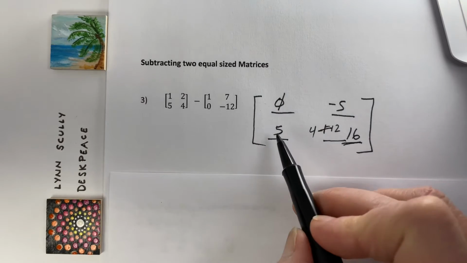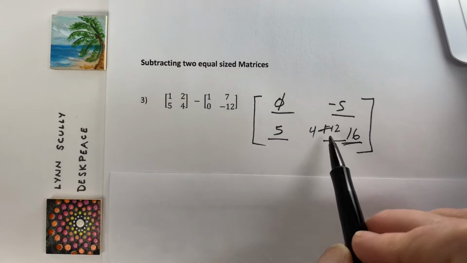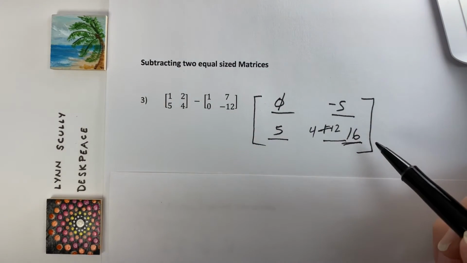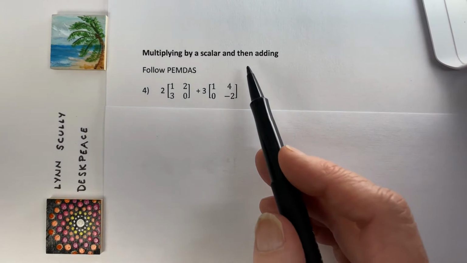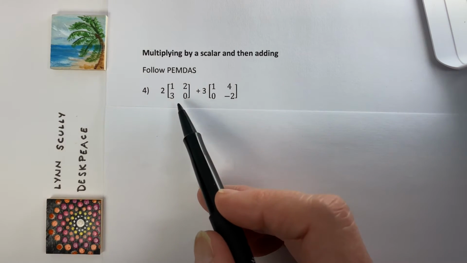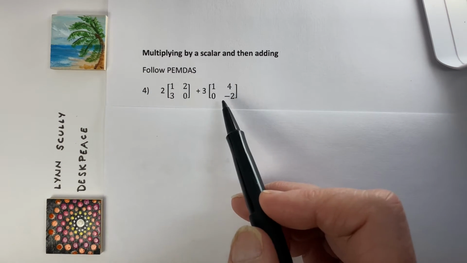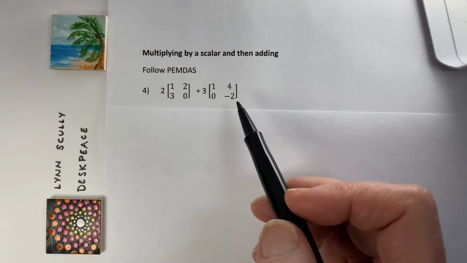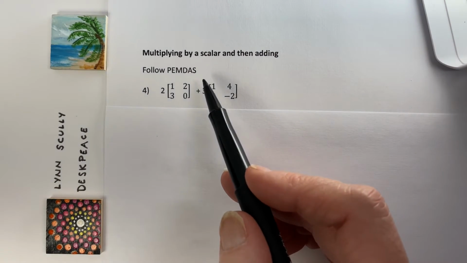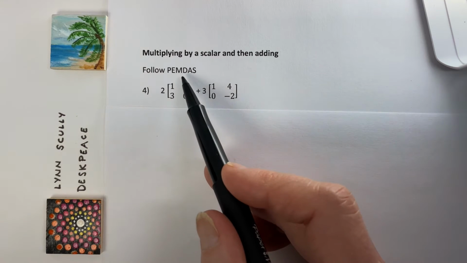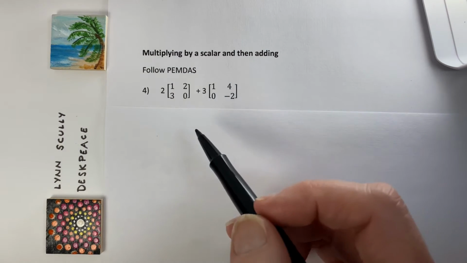And by the way, you can write your math in the cell if you'd like to, and then just take one more step and reduce everything. Multiplying by a scalar and then adding. As you can see, we have 2 equal size matrices, so adding these is going to happen. But I have a scalar on the outside. So according to PEMDAS, we always do multiplication or division before we do our addition or subtraction.